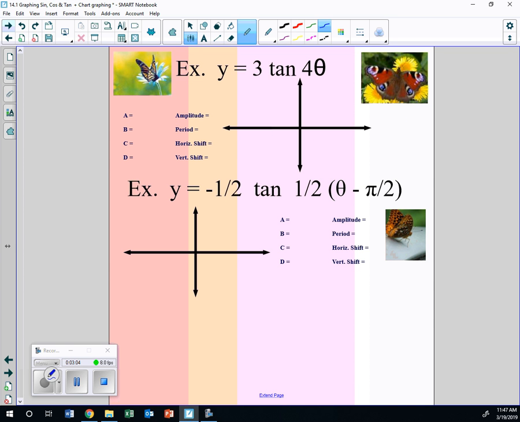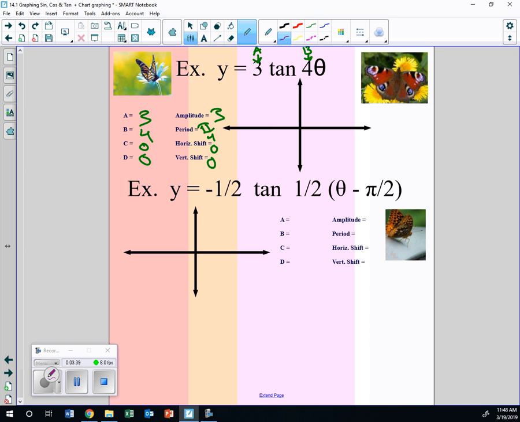So we'll do this one. Y equal to 3 tangent 4 theta. We still have A is 3 and B is 4. Now normally we'd say period is 2 pi over 4, but here it's pi over 4 because it's just tangent. It goes from negative pi over 2 to pi over 2 normally. That's pi. So therefore we go over 4. You're going to get pi over 4. No horizontal or vertical shifts for this one.